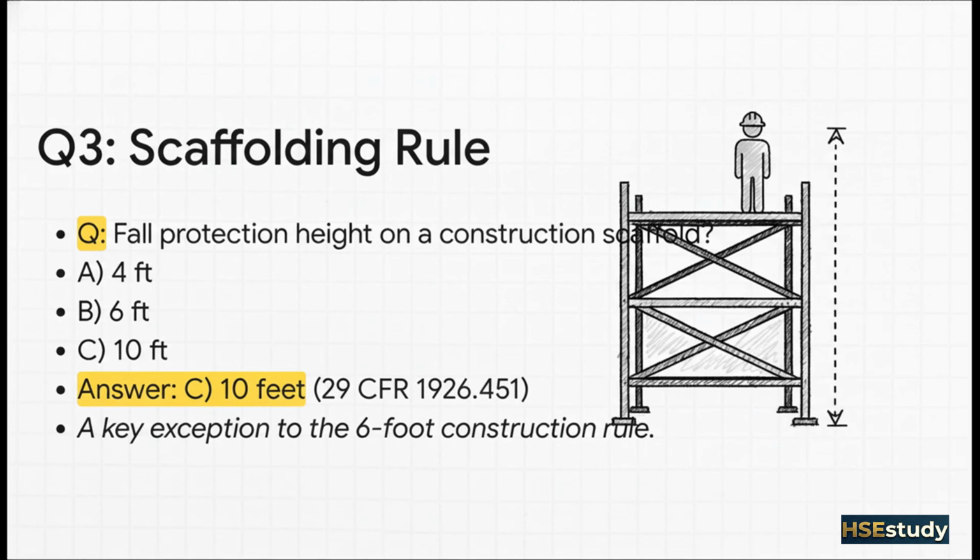Okay, let's throw another curveball in here with question 3. Now we're talking about a worker on a scaffold. What's the rule now? It's C, 10 feet. This is a classic exception that the test just loves to throw at you. It's not 6 feet, it's not 4 feet. When you see the word scaffold, the magic number is 10. So let's recap. 6 for construction, 4 for general industry, and 10 for scaffolding. You gotta know all 3.